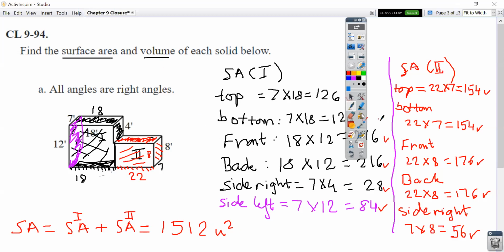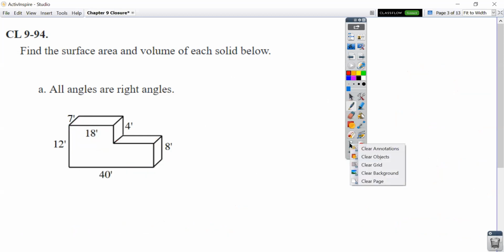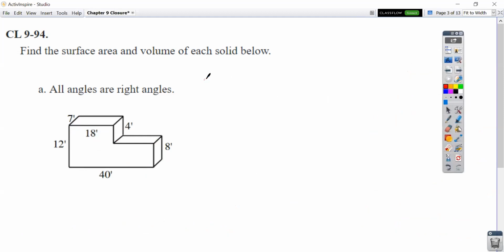Now we are looking for the volume. So let's find the volume for this one. Same thing, I'm going to do exactly the same thing. I'm going to cut my solid into 2 pieces, the first piece and the second piece. The volume of my first piece, what I have is the rectangle.